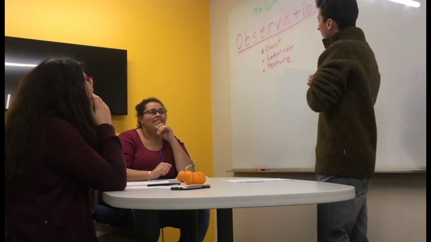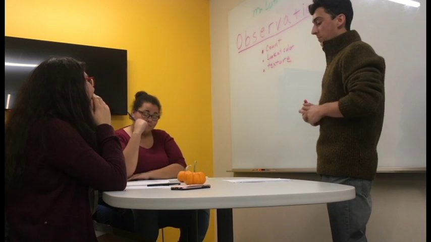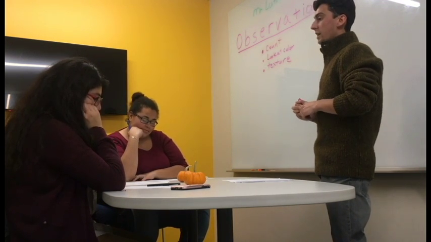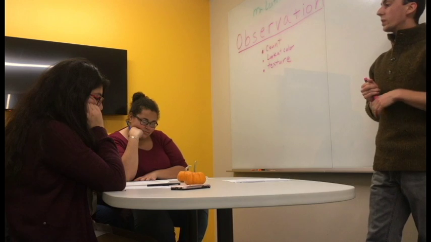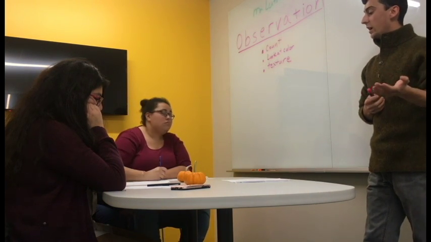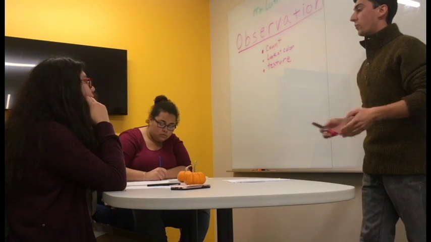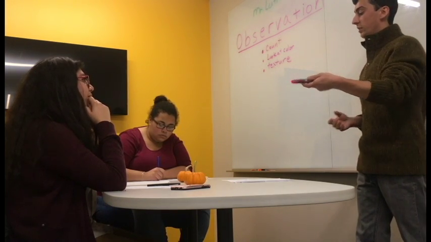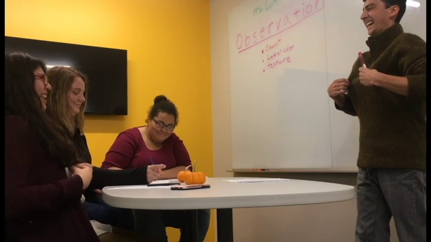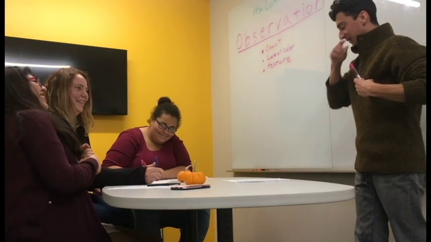So the two specific types of observations are qualitative and quantitative. When we look at qualitative observations, it's more descriptive. So you use your words to describe the object. So for example, texture, like you said, Florence.